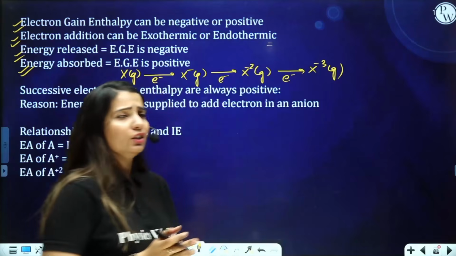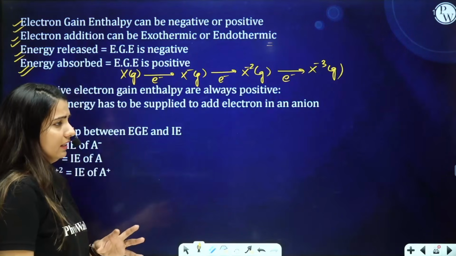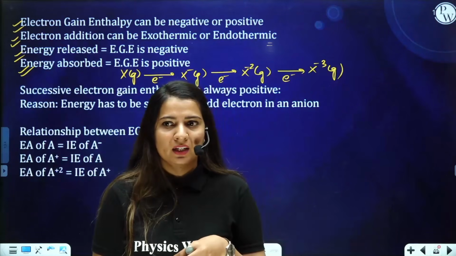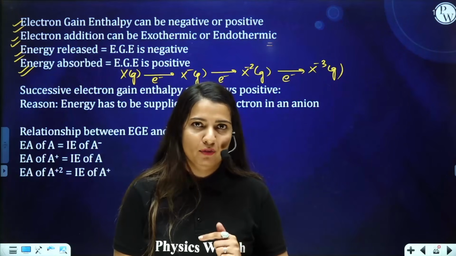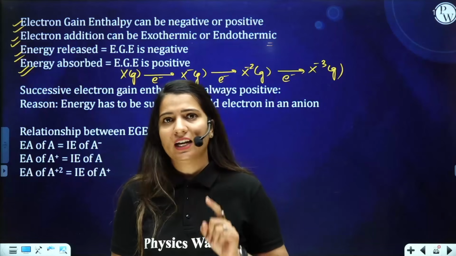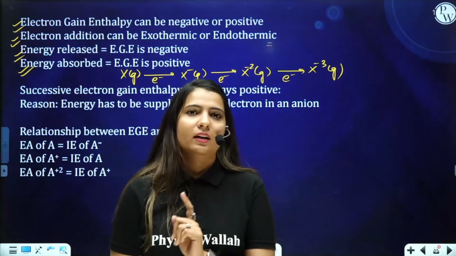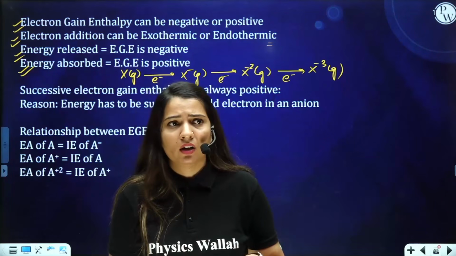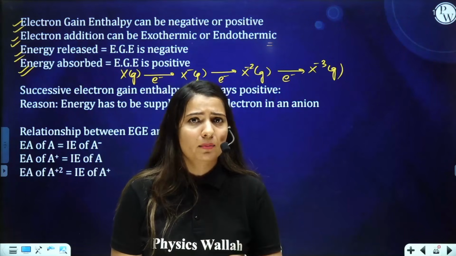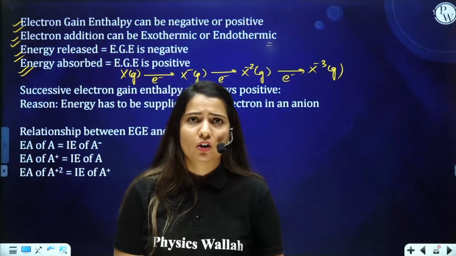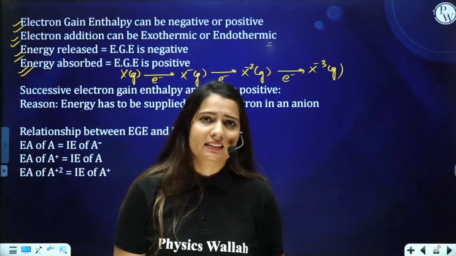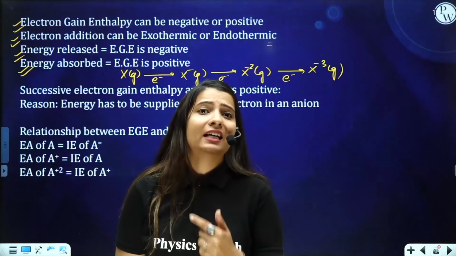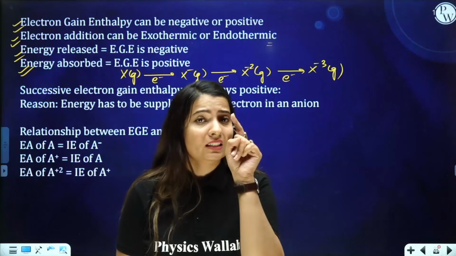Now if I ask you about the successive electron gain enthalpy, once you have added an electron into an atom, it already has more electrons, and that extra electron is creating inter-electronic repulsion inside. Now you are trying to add one more electron. Already there is so much inter-electronic repulsion present, how will you be able to add it easily? So you have to supply energy to add that successive electron.